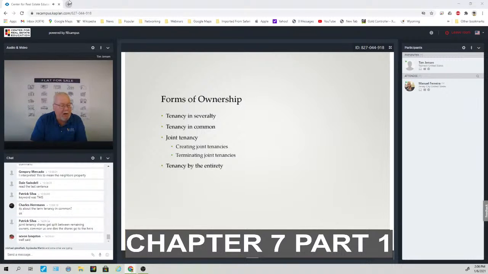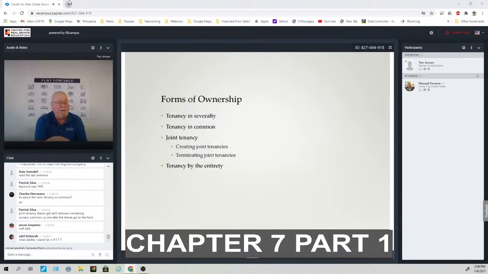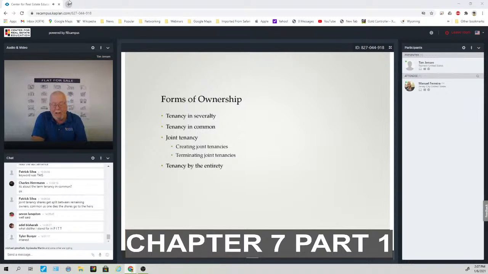Joint tenancy shares get split between remaining owners. Tenants in common, if one dies, the shares go to the heirs. Yes, there's right of survivorship. What did the I stand for? Interest. It's right in your book, guys. It's all on the bottom of page 109 in the 14th edition.